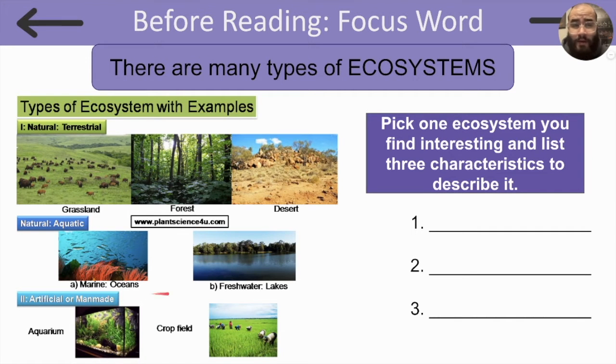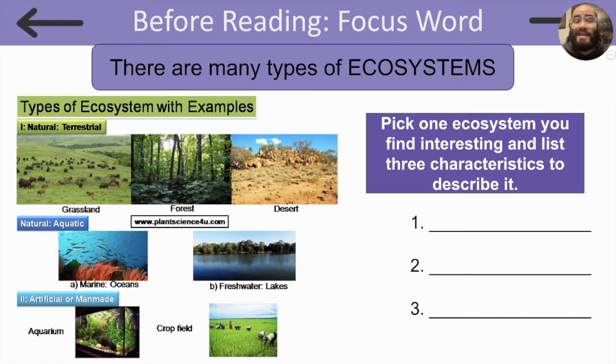On the left, we have many different types of ecosystems. We have natural terrestrial ecosystems such as grassland, forest, and desert. We also have natural aquatic ecosystems like an ocean or a lake, but we also have artificial or man-made ecosystems such as an aquarium or a crop field. Pick one ecosystem you find interesting and list 3 characteristics to describe it. Pause the video and take a moment to do this now.